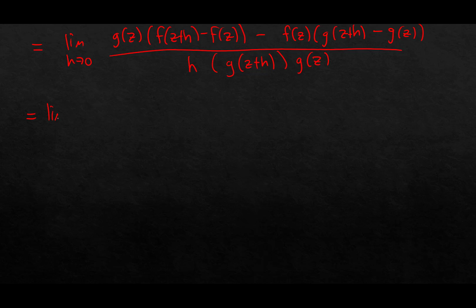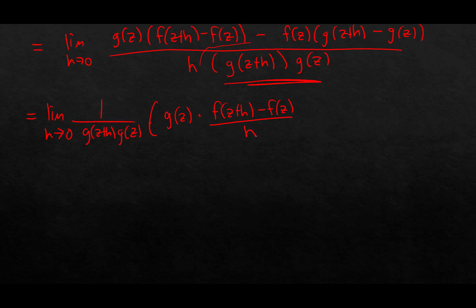So this is equal to the limit as h approaches 0 of 1 over g of z plus h times g of z. So I'm pulling out these two things. Okay, and now we're going to actually split apart our fractions up here and rewrite this as g of z times f of z plus h minus f of z over h. Okay, so that's from that first term there. Then minus f of z times g of z plus h minus g of z over h.